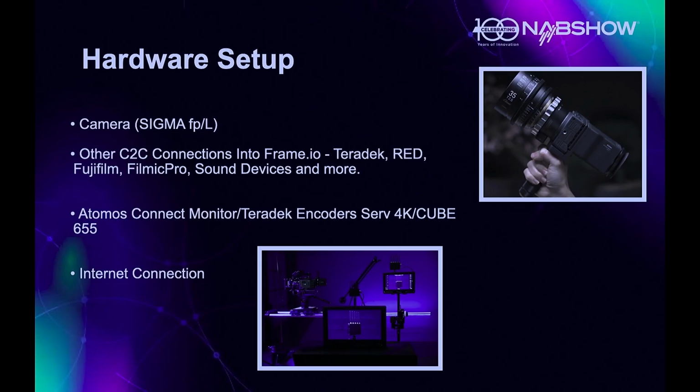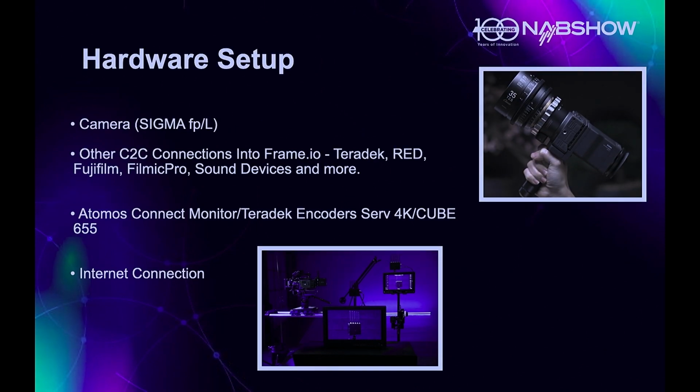Great. Okay, so for me personally, connecting to Frame.io, there's also other devices you can use to bridge that gap between the camera and the cloud, and even between the camera and, for example, Frame.io. So we're using the Atomos Connect here today, but you can use encoders from our friends at Teradek, Red as an integrated solution, Fujifilm has an integrated solution. Filmic Pro on your phone, if you've messed around with that, can feed directly to Frame.io. Sound Devices does, and there's a few more as well.